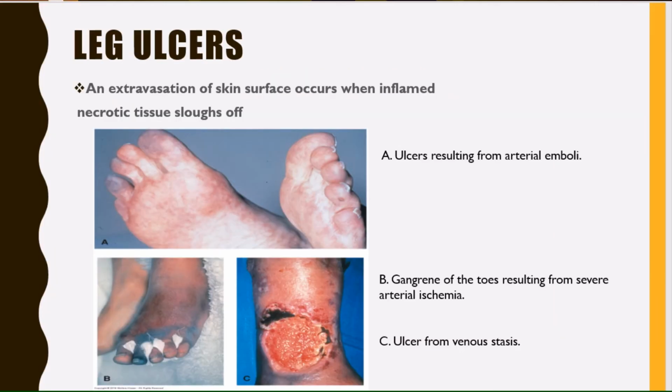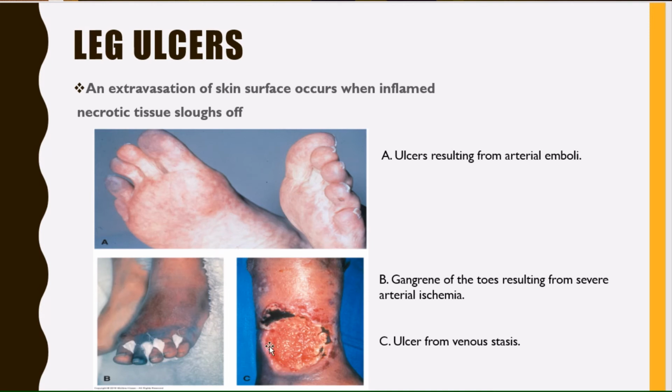Next one is about leg ulcers. The ulcer is a disintegration of the skin surface, occurs when it is inflamed. Necrotic tissue gets sloughed off. You can see this is the necrotic area. So ulcers resulting from arterial emboli. You can see the extremities are not getting the blood supply. There is no oxygen, so it turns blue, is cyanotic. Then it turns gangrenous. There is severe ischemia.